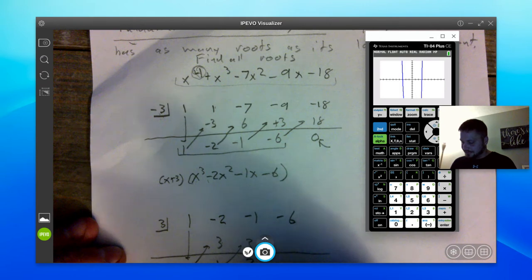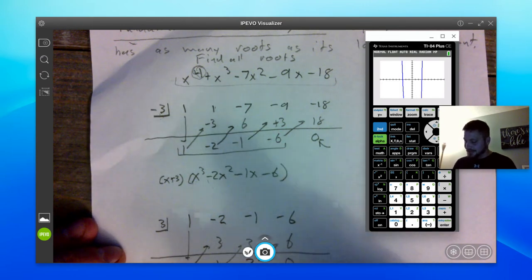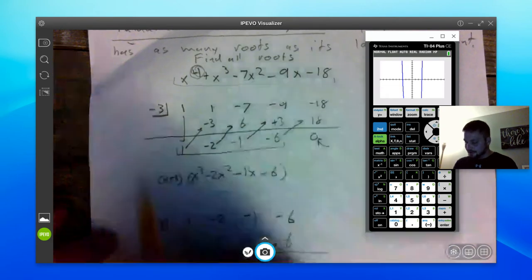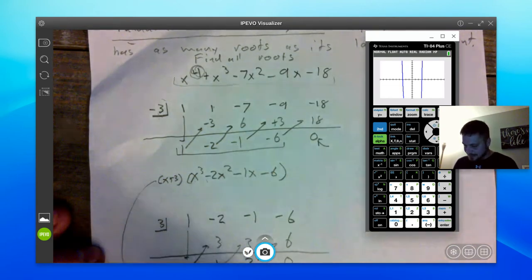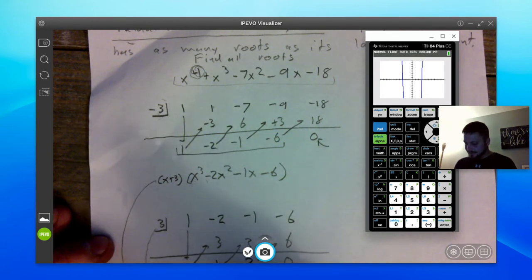-1 plus 3 is 2. 3 times 2 is 6. -6 plus 6 is 0. Again, I knew that that would be 0. So now, again, from here, I have a factor of x plus 3. Okay. From here, I have a factor of x minus 3.